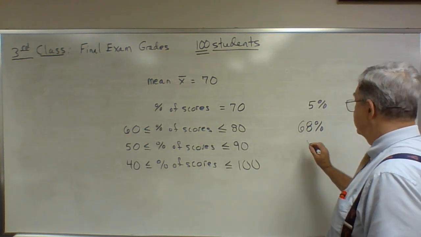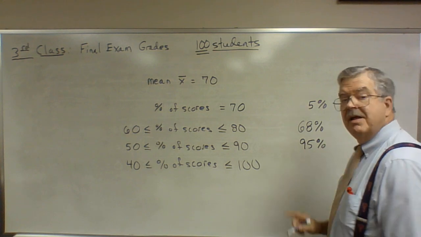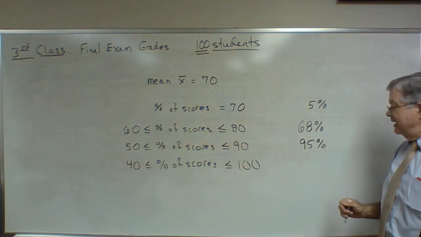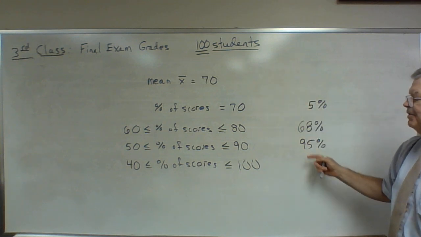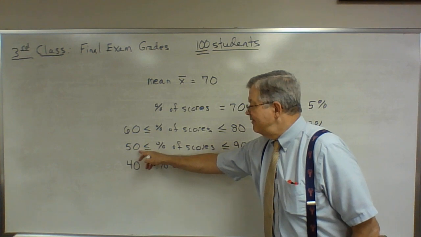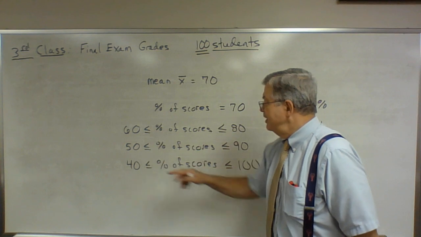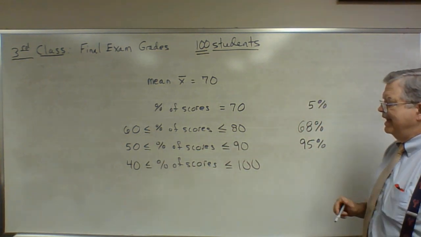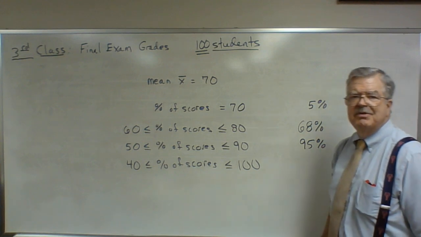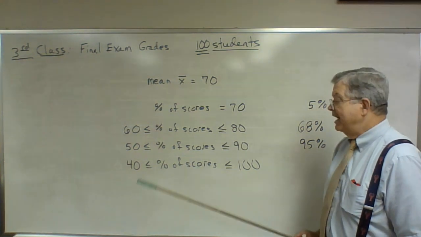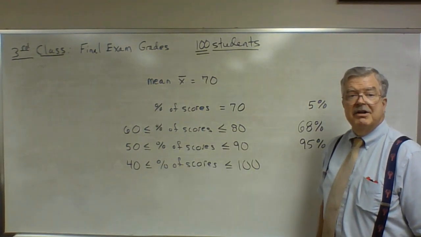You know what? 95% of them did. Out of my 100 students, 95 of my students got between 50 and 90. Between 20 points below and 20 points above the class average. Well, I haven't accounted for all of my students yet, but I've accounted for most of them. And in this class, they did pretty much what we'd expect.